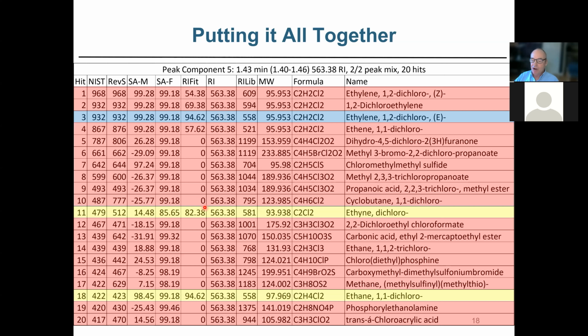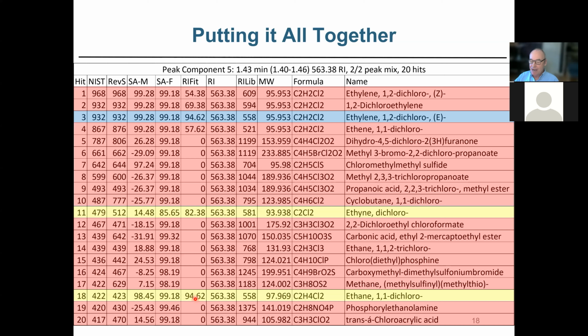And if you look down here, you'll see this yellow one. What that means is that the retention index actually isn't that far off. 82 is not that far off, okay? But the search match is off. So that's an indicator. But remember, it could still be a mixture. So you have to be a little bit careful. Therefore, it gets knocked down one unit, and it's yellow.